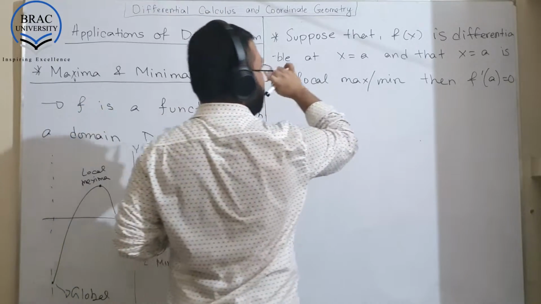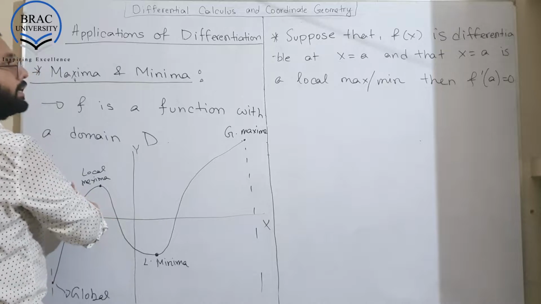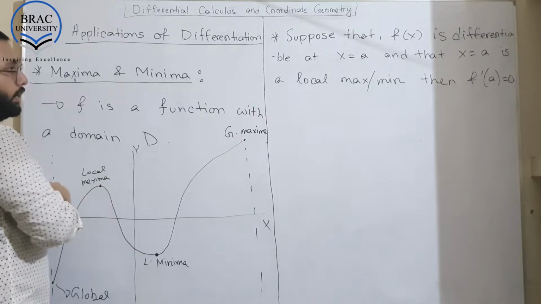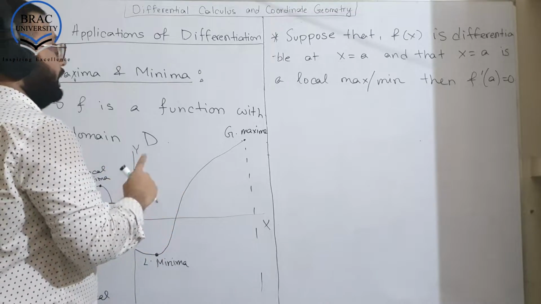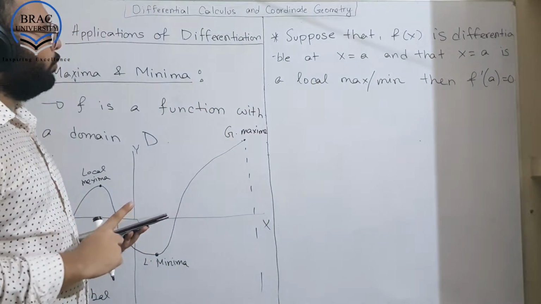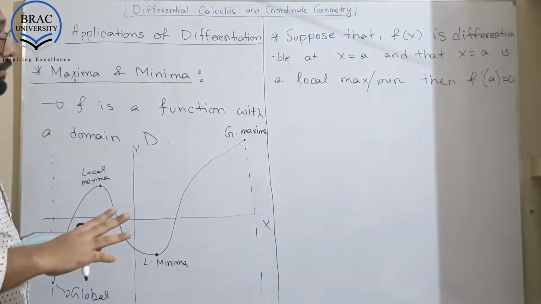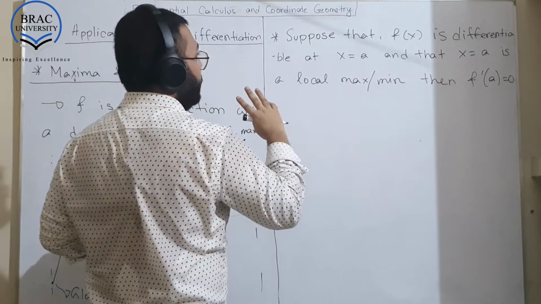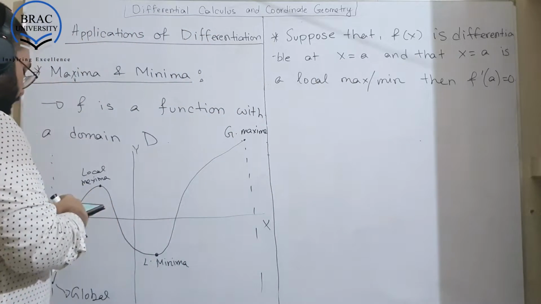Suppose f of x is differentiable at x equals a, and let's say we know from this graph, this is x equal to a, that we have a local minima or maxima, then the first derivative is 0. Or let me put it in another way: if we know for sure that f prime of a equals 0, then we can be sure there is a local maxima or a local minima. Is it a local maxima or a minima? We'll look into that in the next video. But here we know for sure there is a local maxima or minima. The proof is in the book and in the lecture notes, you can look into it.